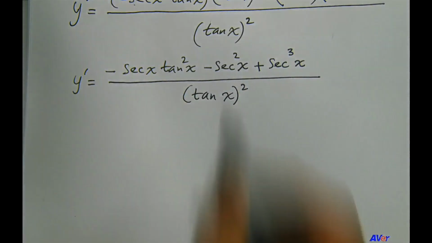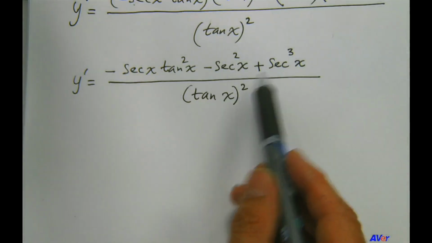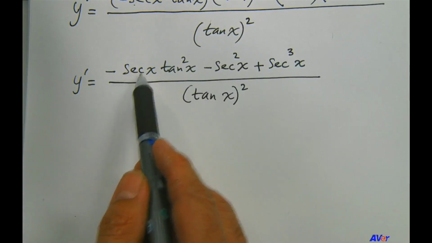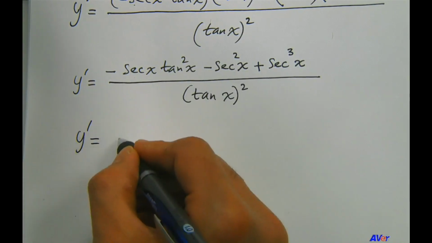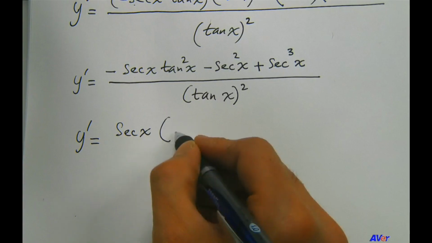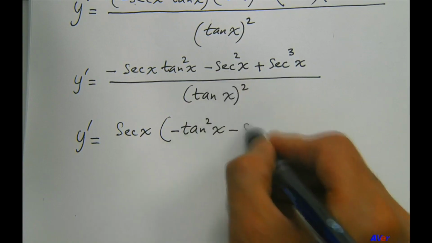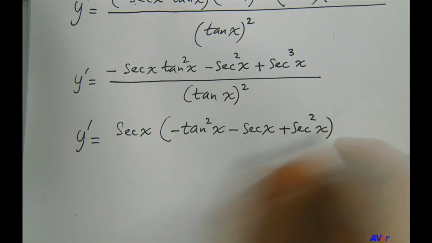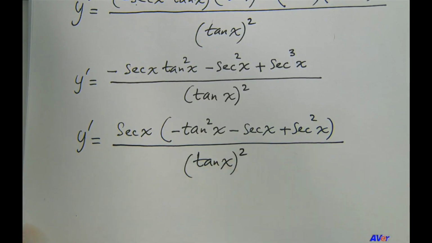Okay, then let's see what we can do here. We can factor out the secant x from all of these. So let's do that. So y prime is equal to secant of x times minus tangent squared x minus secant x plus secant squared x, all of that divided by tangent x squared.